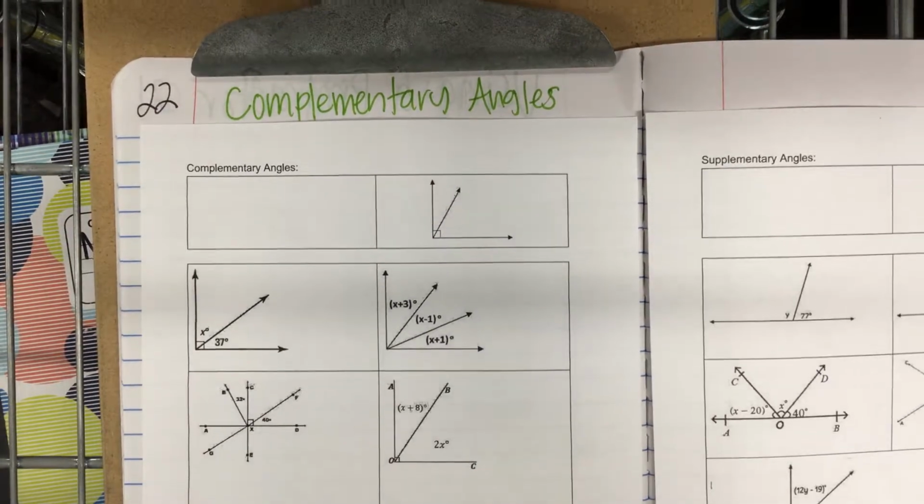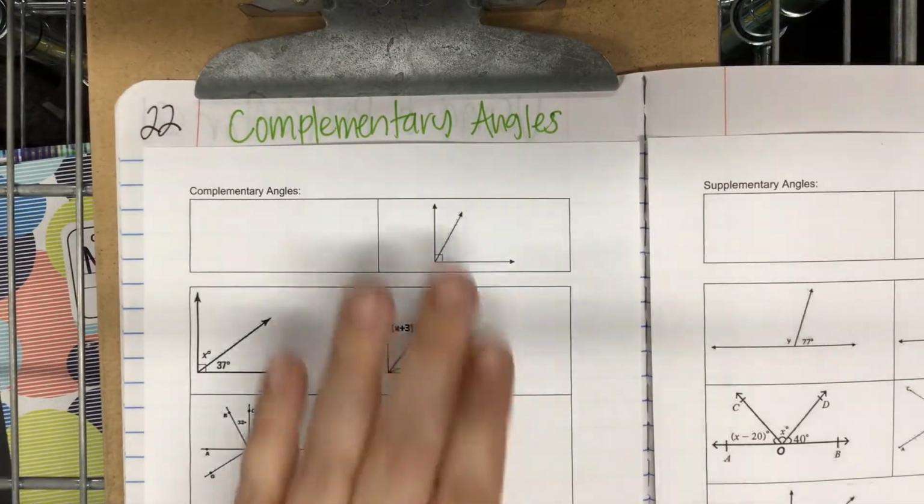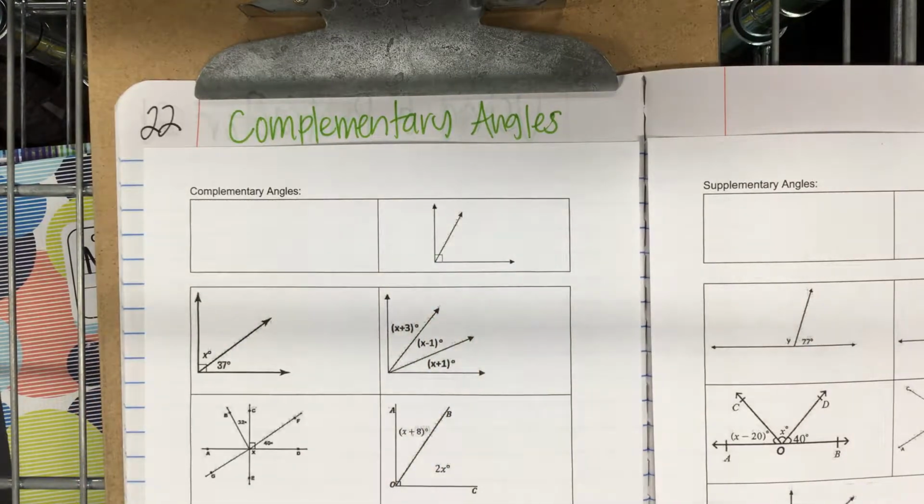Complementary angles. So our first type of relationship, complementary angles. Focus.